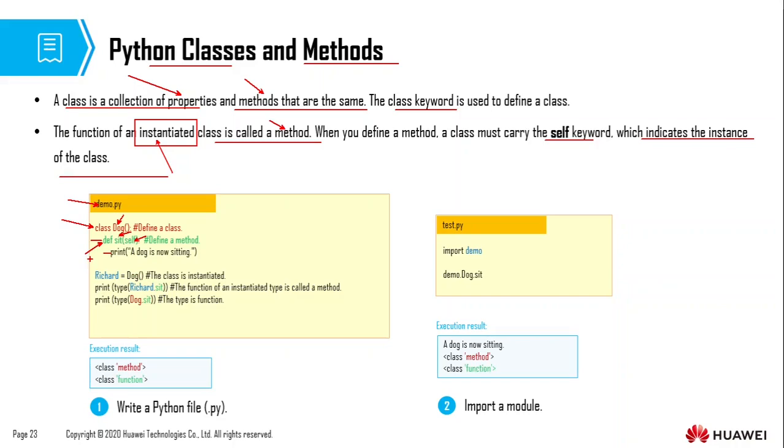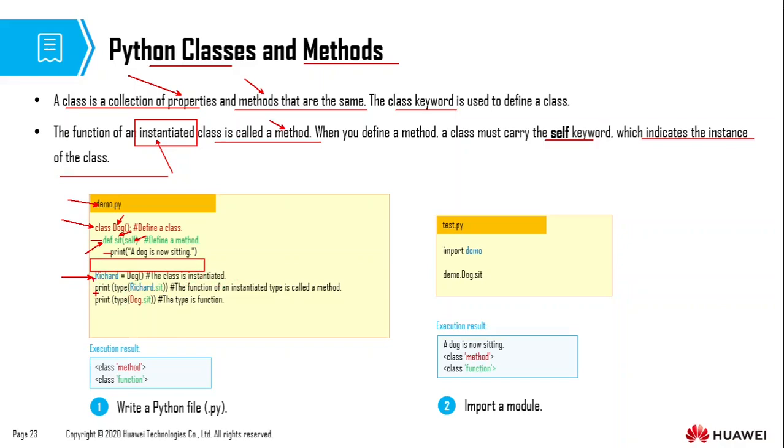Then of course we use white space to say that that is the end of the class. So we begin something new. Here we are creating an object. How do we create an object? The object name, which is an identifier, Richard, is equal to Dog. So that is how we create an object.